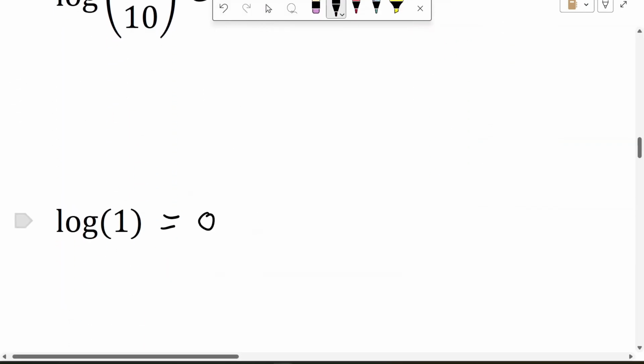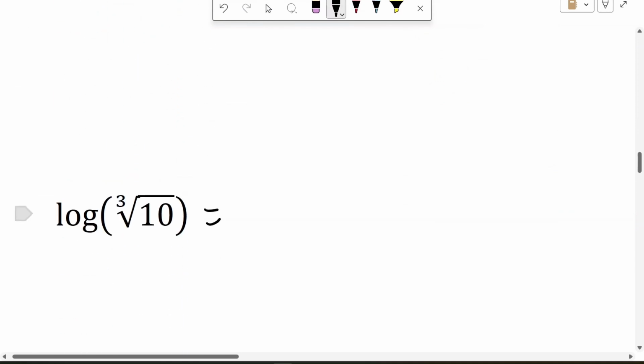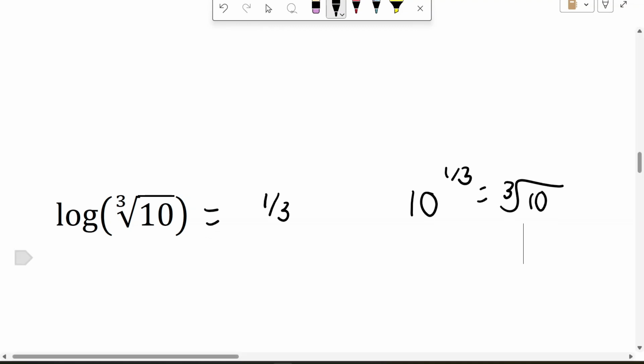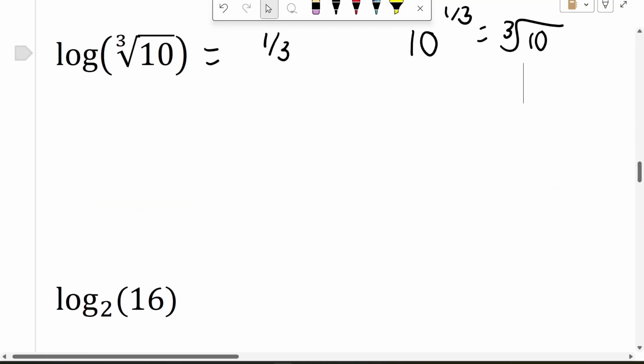Log of 1 is 0 because 10 to the power of 0 gives you 1. Log of the cube root of 10 would be a third because 10 to the power of a third is the cube root of 10. So a lot of these log questions are actually more revision of your index laws.